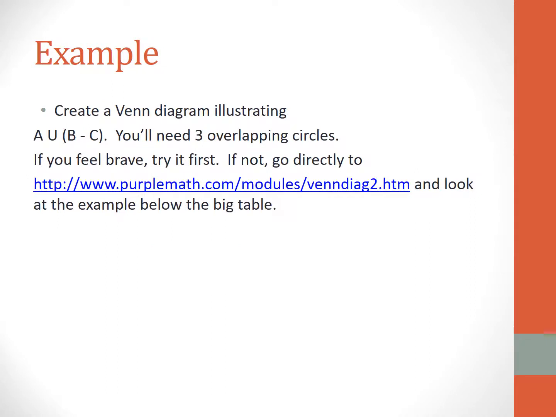All right, the next one, when I got to a Venn diagram illustrating 3 sets, the drawing was very overwhelming. I tried for quite a while, so I am going to send you right now to a web page. It has a lot of good Venn diagrams at the top in a table, and below the big table, they have a very nice Venn diagram for A union B minus C. So I'd like you, if you would feel brave, to draw the Venn diagram illustrating A union B minus C. If not, you can go directly and take a look.